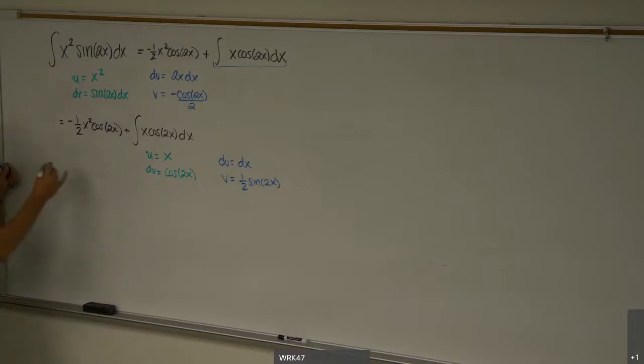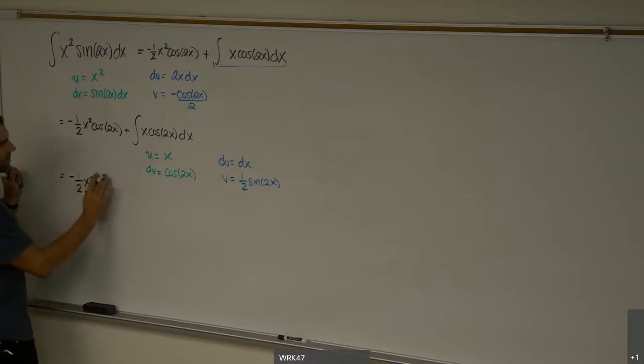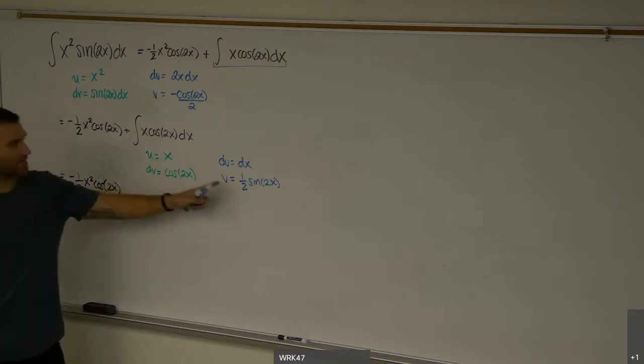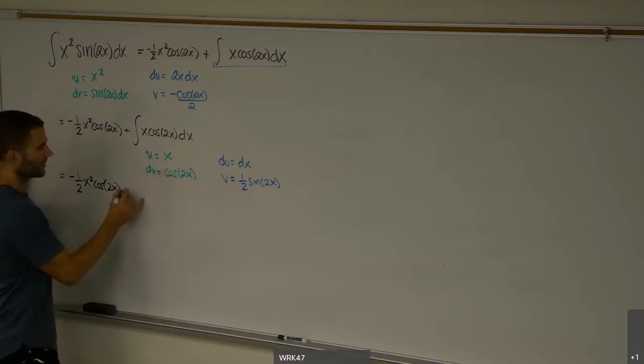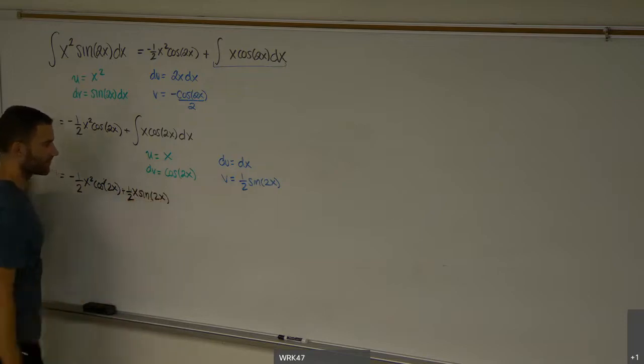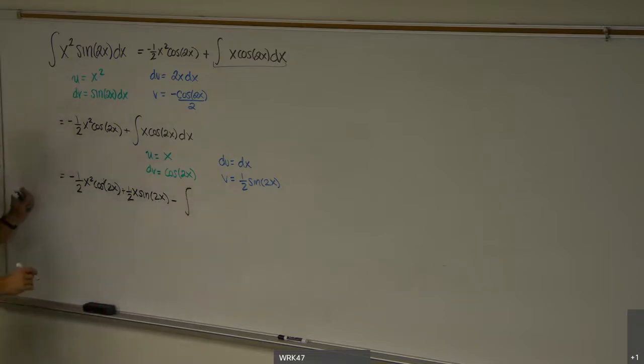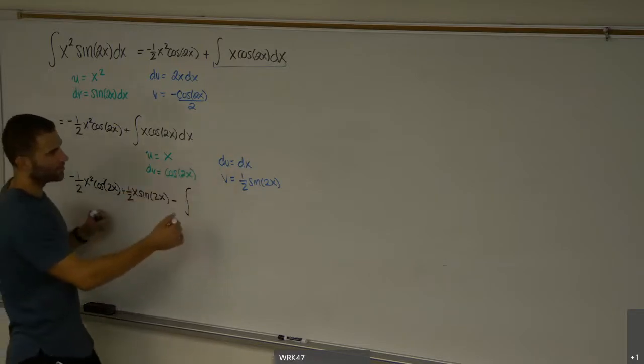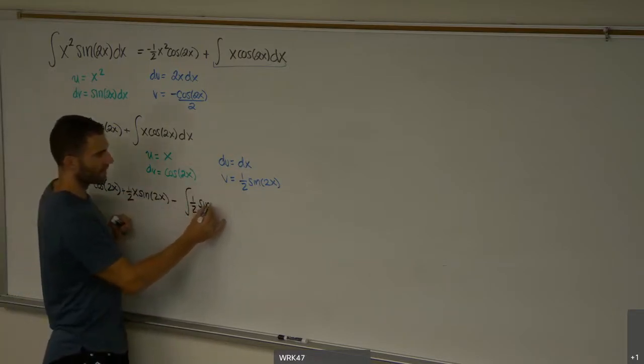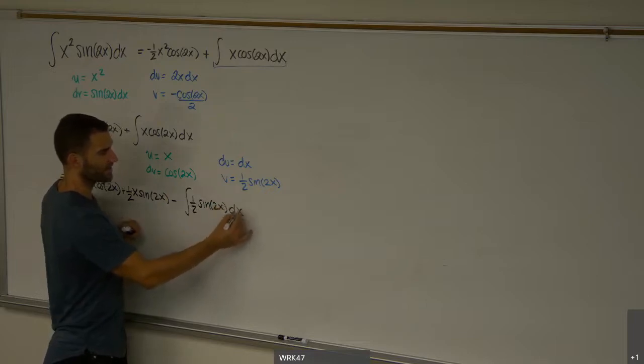So now if we continue on this process, we've iterated it twice. We have our first part of our solution we got for free when we did integration by parts the first time. We also get another part of our solution for free when we did integration by parts the second time. So that's my new u and v here, which is going to be x times 1/2, so plus 1/2 x sine of 2x. And then minus this new integral, which is going to be this new product in blue, which we have 1/2 sine of 2x times 1 dx.